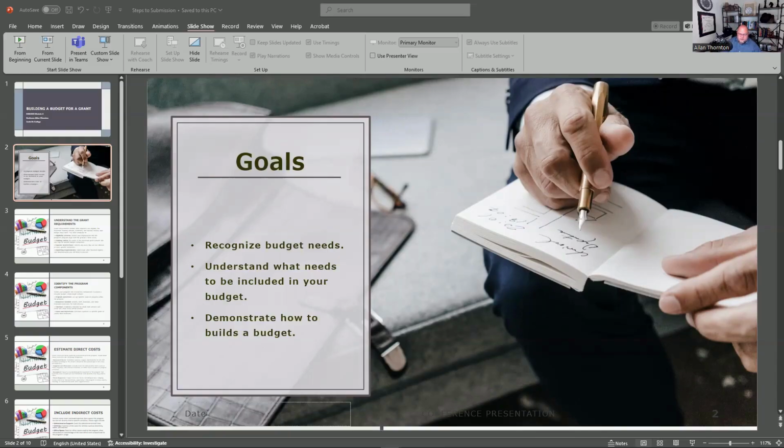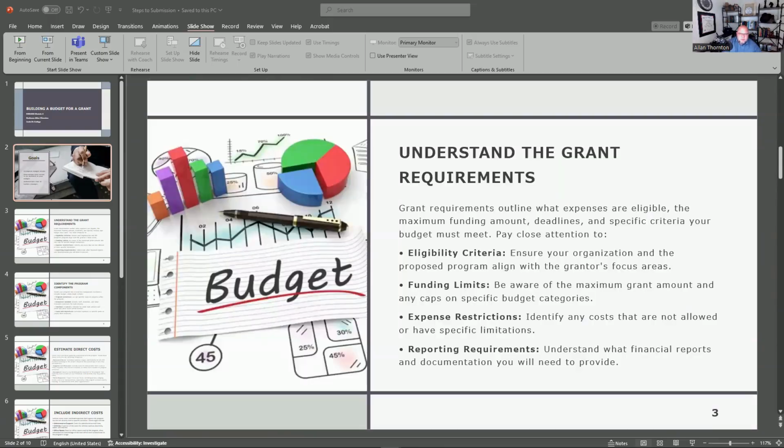All right. So for your budget, the first thing we want to do is understand your grant requirements. I talk about these each week: grants have requirements you have to meet. What are those requirements? What are we doing with those? They're going to outline what expenses are eligible to be paid for, what the maximum funding amount is, and deadlines to apply for these funds. That's going to be your deadline to submit your budget. There may be certain deadlines for items that need to be bought, depending upon how they set up the grant.